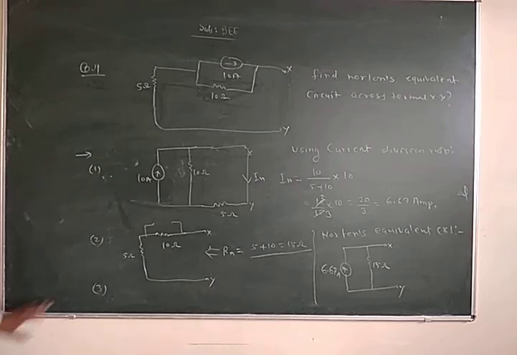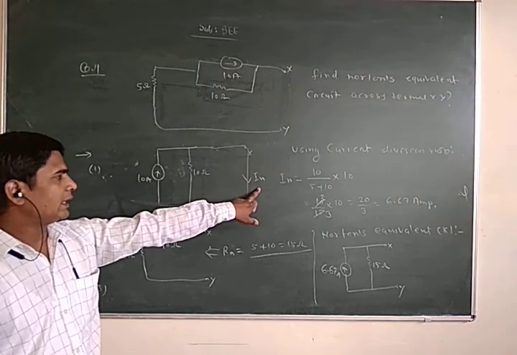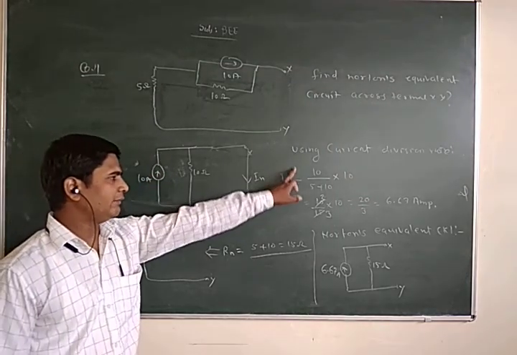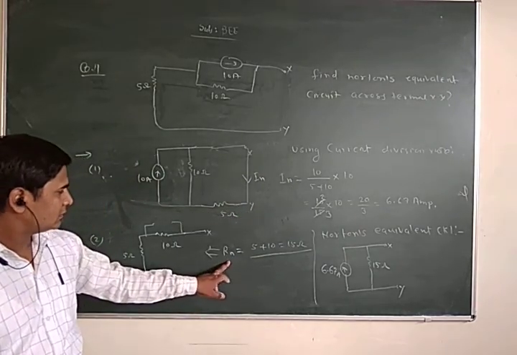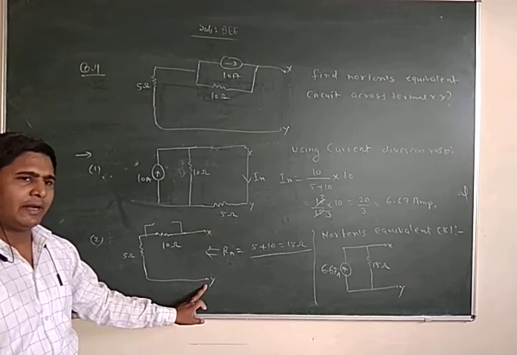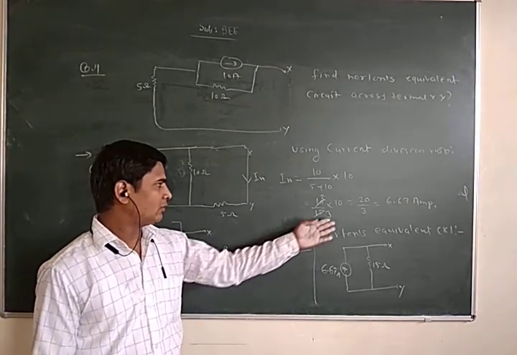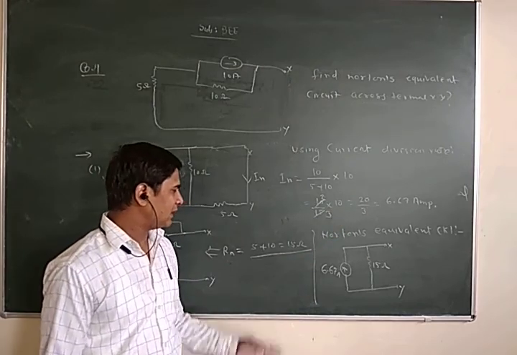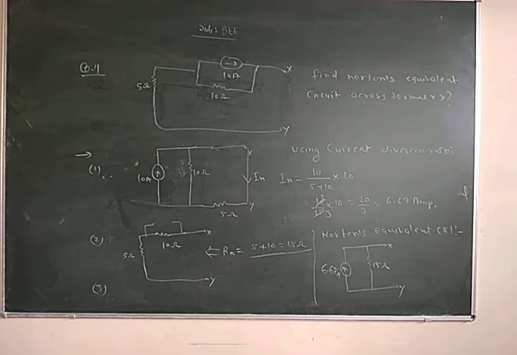So in this way, we first find Norton's current IN using the current division rule, and Norton's equivalent resistance by replacing the independent sources by their internal resistance. In this question, Norton's current is 6.67 ampere and the equivalent resistance is 15 ohm. So thank you for today's class.